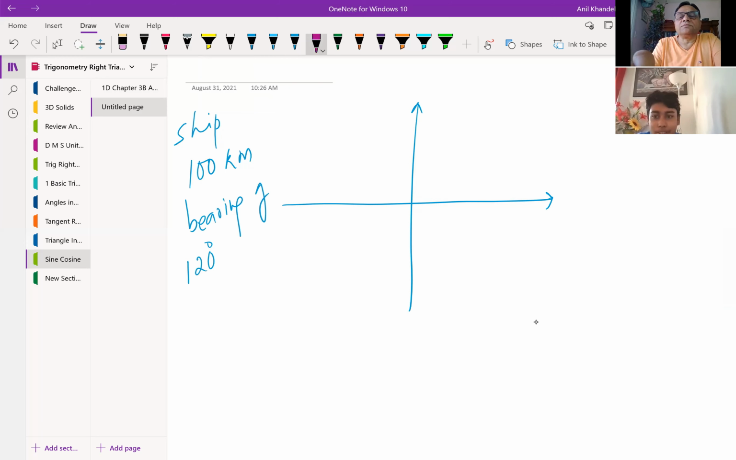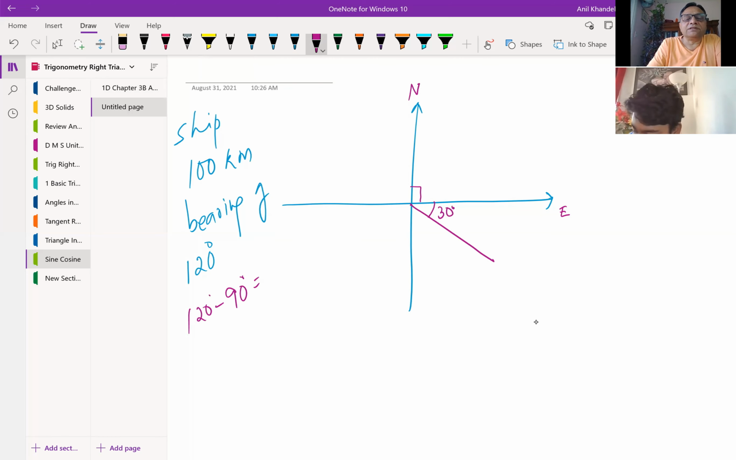So 120 degrees would be closer to the east side, sir. So this is 90, correct? And then 30 more, correct? 90 and 30 gives you 120. You get the idea. So we do 120 minus 90 degrees, which gives us 30 degrees, correct? So we have 100 kilometers along the direction shown. Can you find how much east and how much south did it sail?